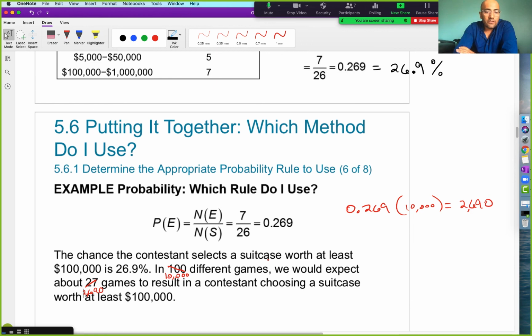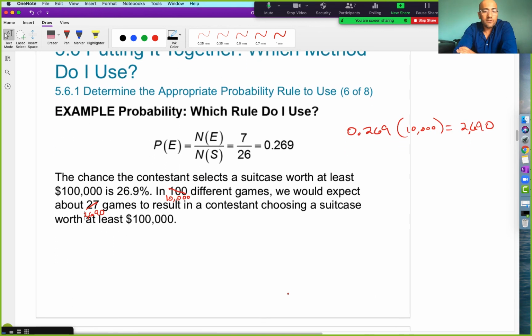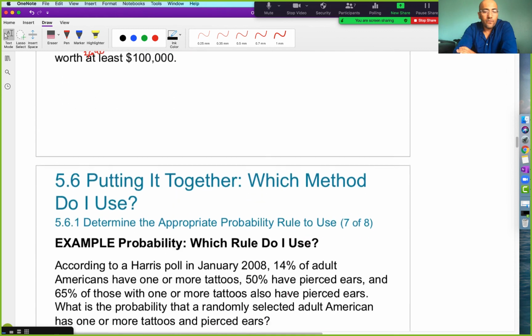Good. So this 100 is arbitrary. 1,000 is another good choice as well. 10,000, 100,000. It's just a way of expressing what it means to have a 26.9% probability of selecting a suitcase worth at least 100,000. Any questions? No.